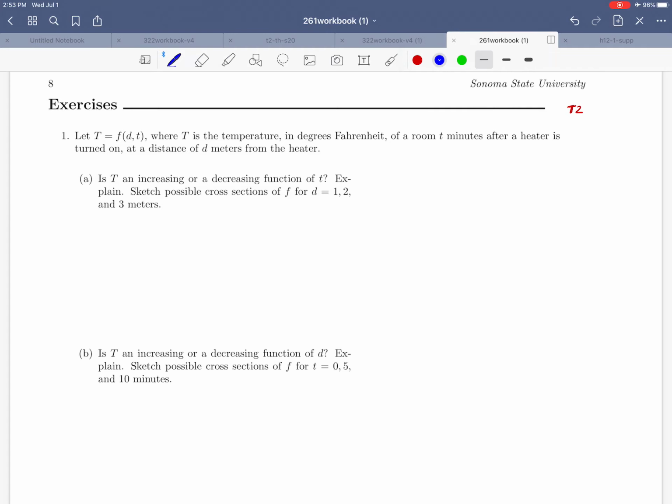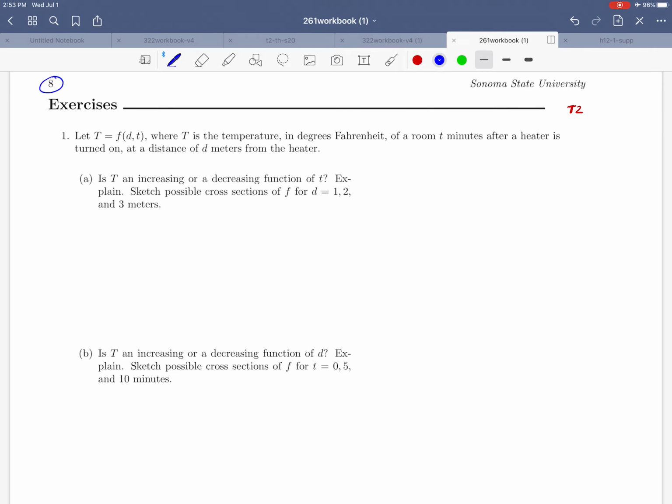Hello everybody and welcome to exercise 1 on page 8 of the workbook. In this exercise, we're going to look at a function, no formula or graph, just a qualitative situation, and see if we can conceptually talk about things like graphs and cross-sections for this function. Okay, so let's take a minute and just read the situation together here.